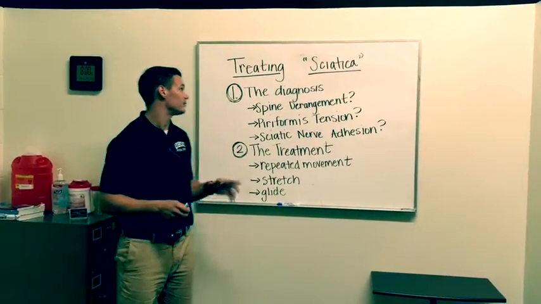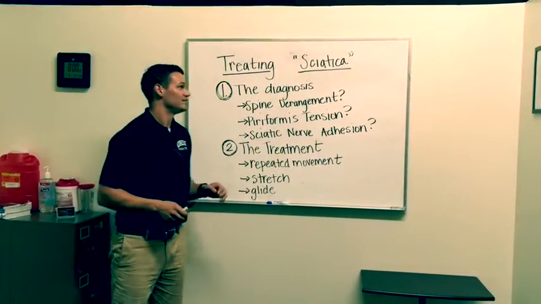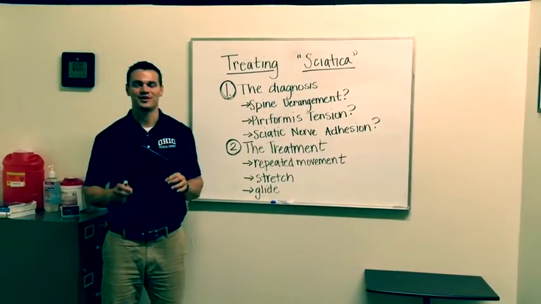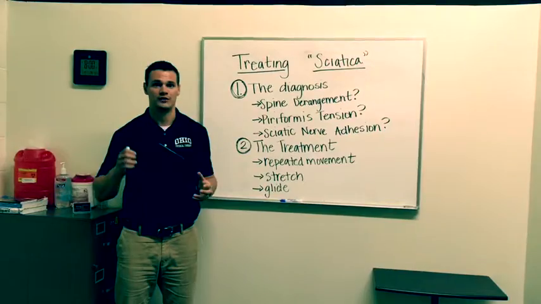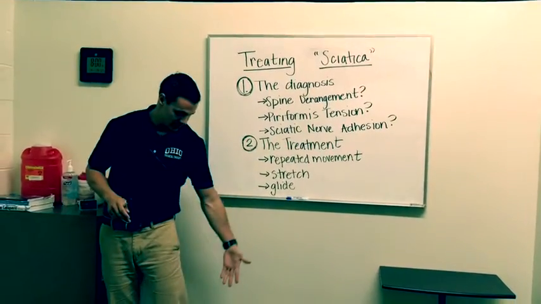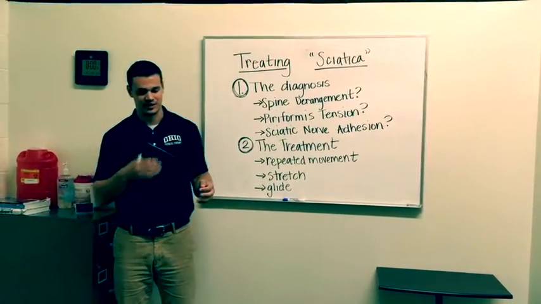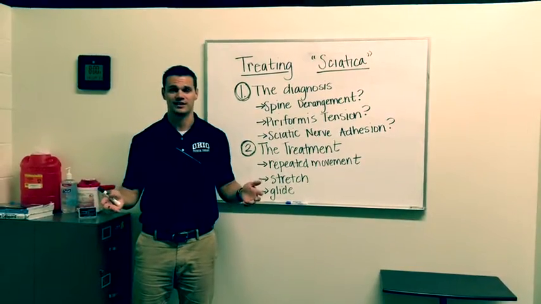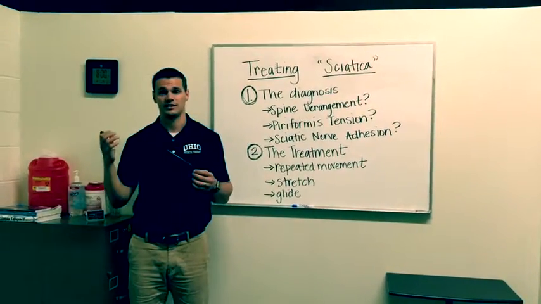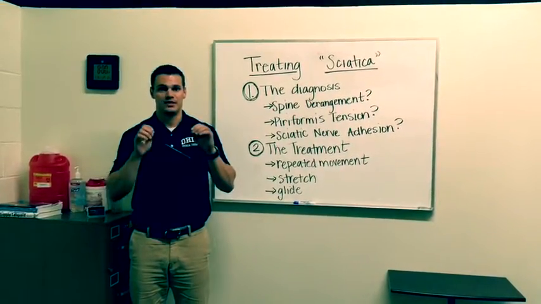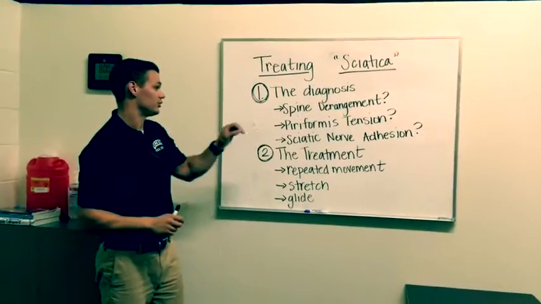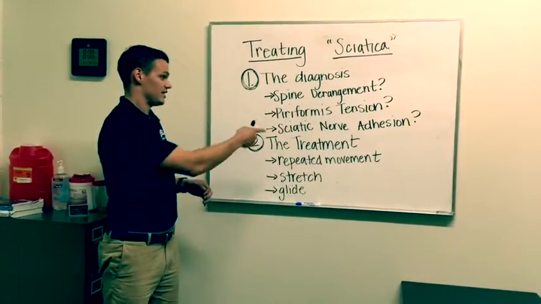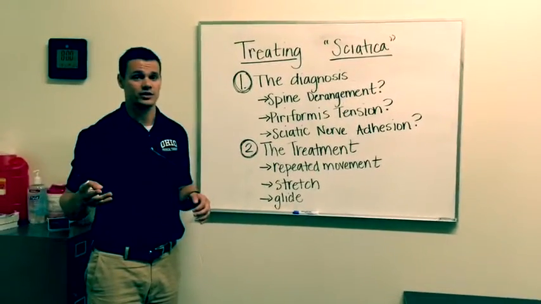Today's episode, we're covering treating sciatica. Sciatica, a term that doesn't mean anything, assigned a lot of times to people who have any sort of nerve pain going down the back of their leg. I've had patients tell me they have nerve pain going in their arm called sciatica. So we're going to break down what sciatica is, the diagnostic category being spine derangement, piriformis tension, or sciatic nerve tension, and then give you some treatments for each of those diagnostic categories.